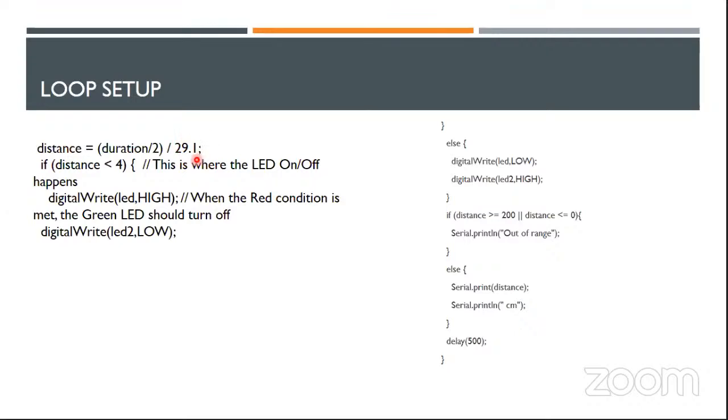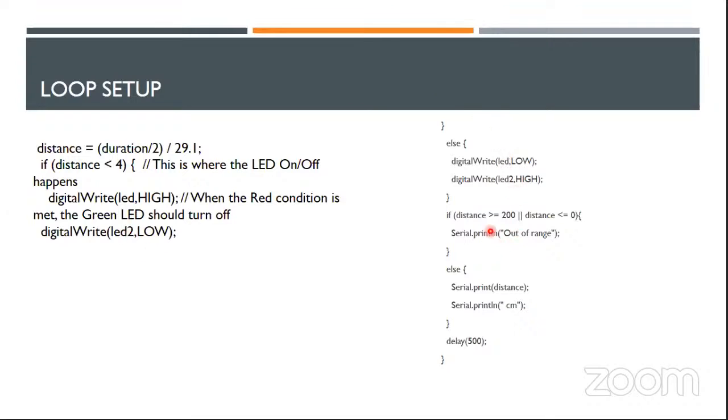So this is that constant value I am just handling. Duration divided by 2, and then if the distance value is less than 4, my LED will be high. Which LED will be high? My digital write, the red LED will be high, the LED2 will be low.